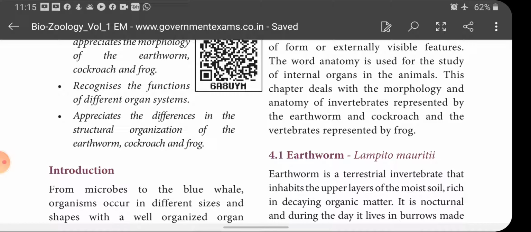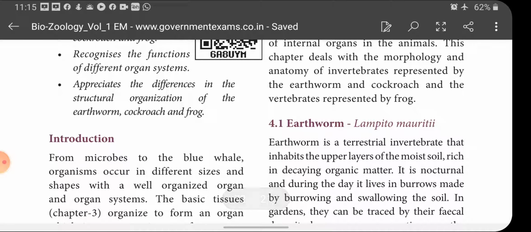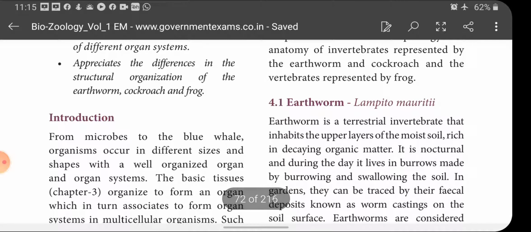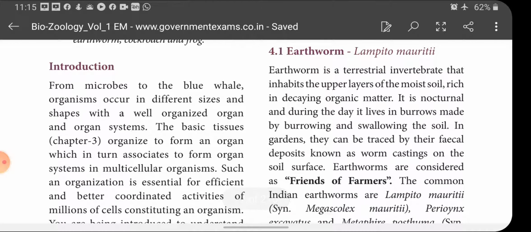What is morphology, what is anatomy, or differentiate morphology and anatomy, you will get as a 2 or 3 mark question. The word morphology refers to the form of structures which are visible externally. And the word anatomy is used for the study of internal organs in the animals. So this chapter deals with the morphology and anatomy of invertebrates represented by earthworm and cockroach, and vertebrate represented by frog. Let's see about earthworm.